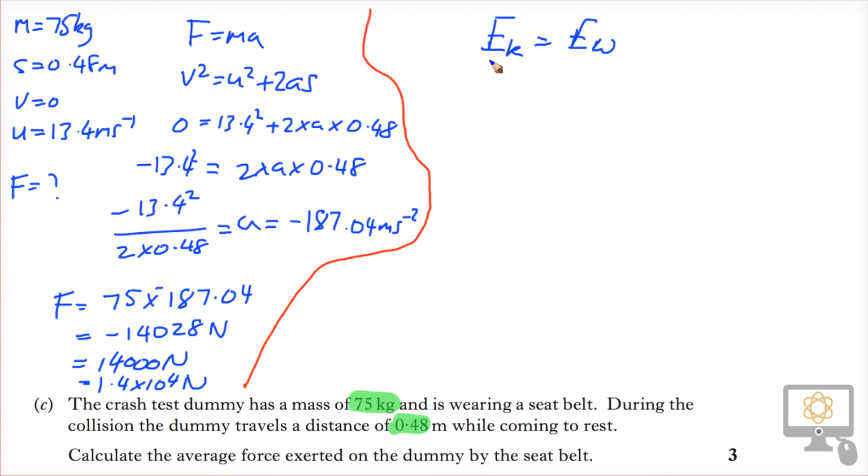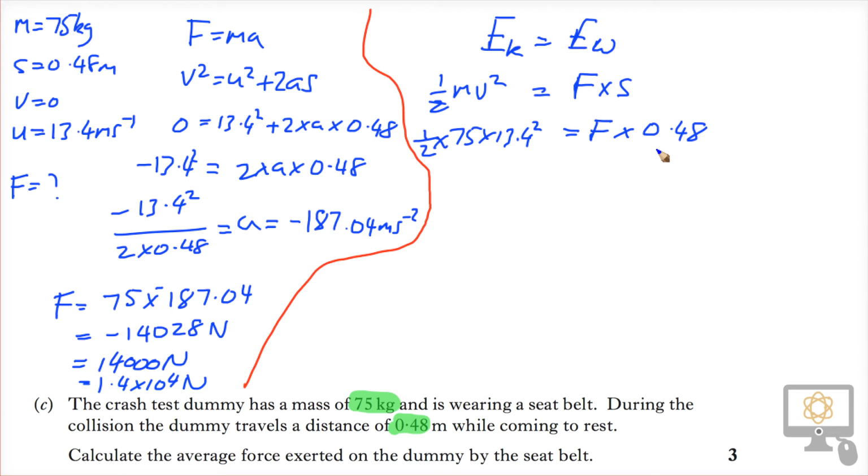So if we write down below what these equations are, we've got half mv squared is equal to the force times the displacement. The v here is actually the initial speed, which is 13.4, so we can plug the numbers in. A half times 75 times 13.4 squared is the initial kinetic energy, and that's equal to the work done by the seatbelt, which is the average force of the seatbelt times the displacement the dummy moves in coming to rest.